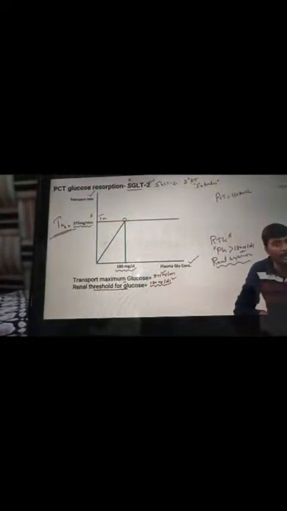Remember this important point also, the nature of fluid in PCT is always isotonic. Because equal amounts of water and sodium are reabsorbed, the fluid in PCT is isotonic, having an osmolarity of around 300 milliosmoles. So from PCT, next the fluid will go into the loop of Henle, exclusively important for concentration of urine.